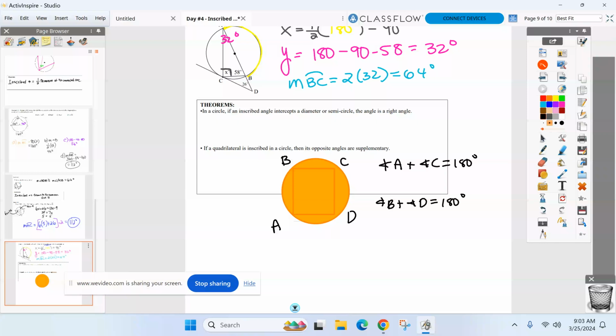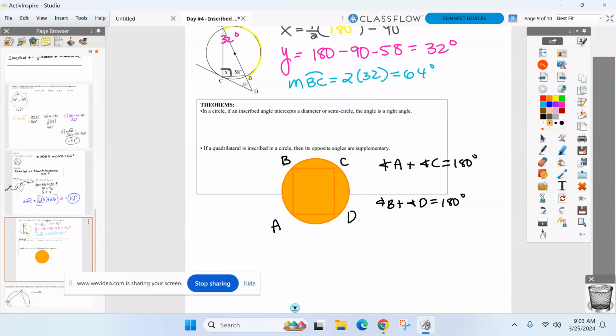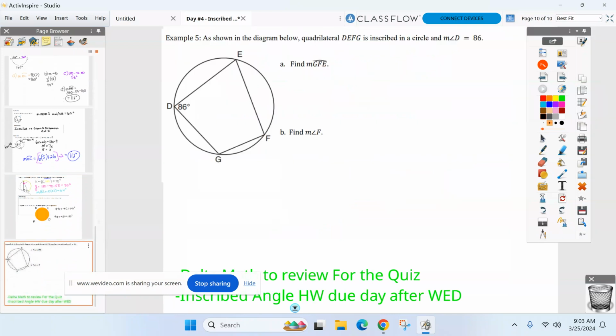Knowing that, try to figure out that last problem for me. This is kind of a whole review of today's notes. See if you can answer those 2 questions. Find arc GFE, and then find angle F. And it's the opposite angles that add to 180, not opposite arcs, the opposite angles.